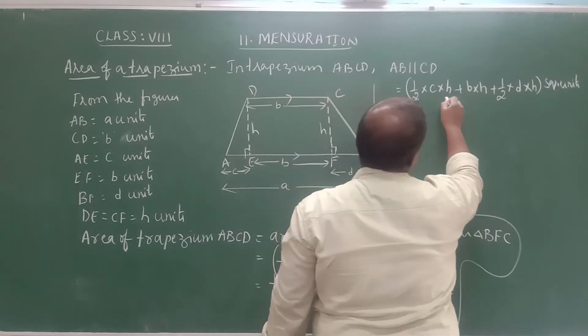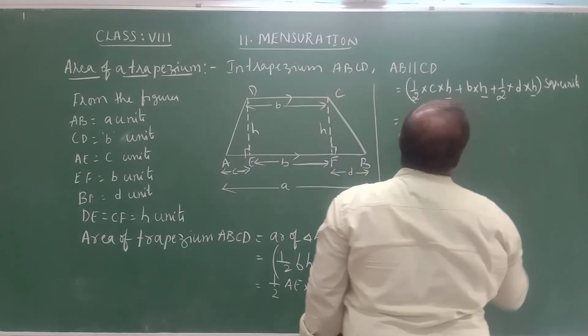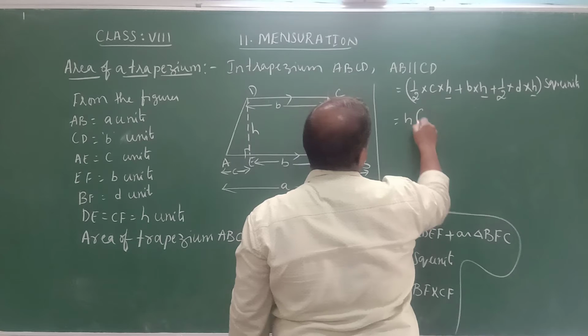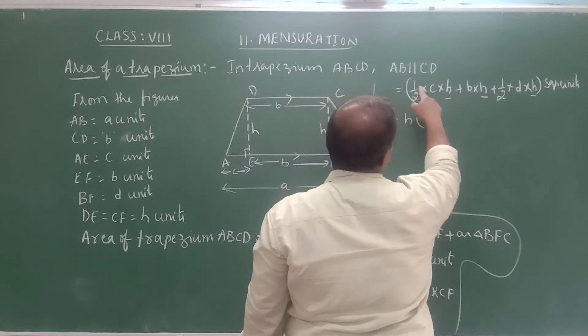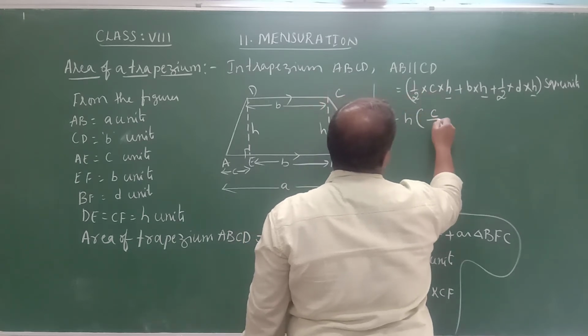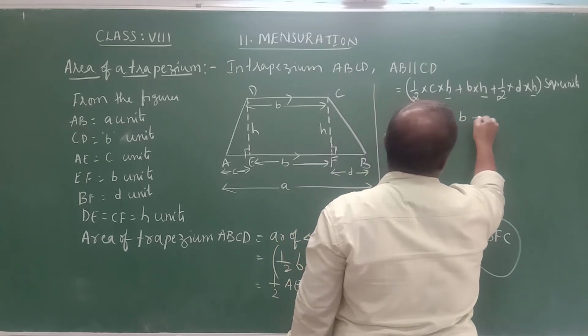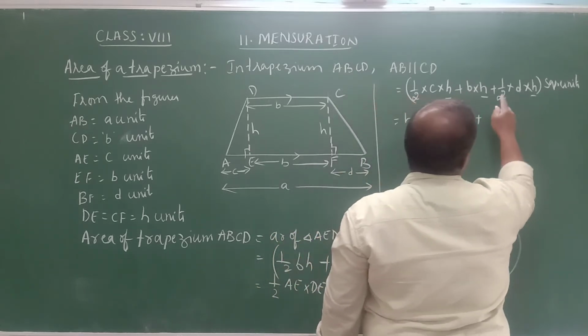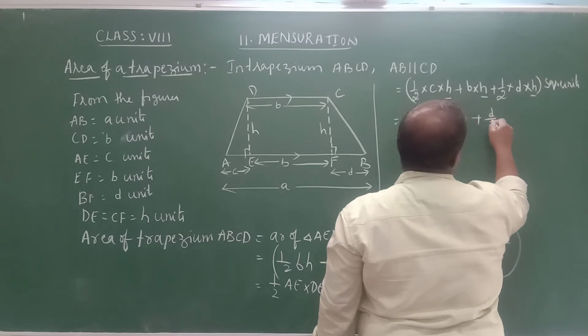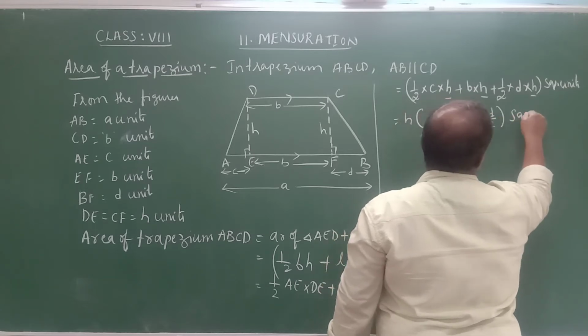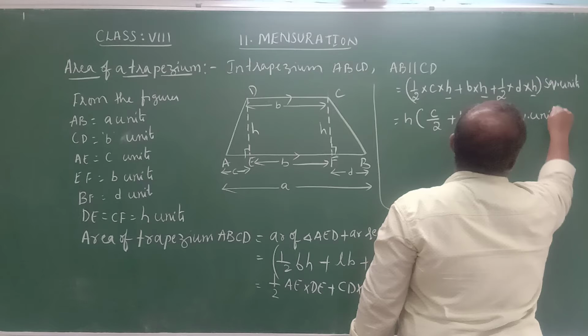Now identify the common factors from all the three terms. Here we have height H and H is there. So take H common, then what is left here? It is C and half. Half into C it is C by 2, plus what is left here? It is B, plus what is left here? It is half into D, it is D by 2 square units.